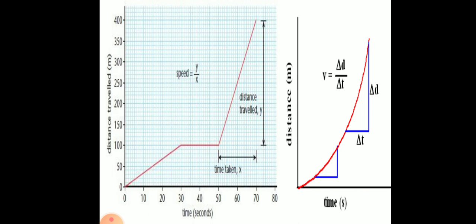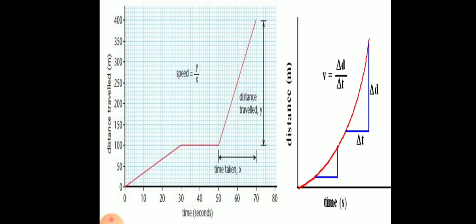If a very small portion is taken, the time interval and displacement will be very small. Small changes in displacement and time are represented by dx and dt. Therefore, instantaneous velocity v is equal to dx by dt.